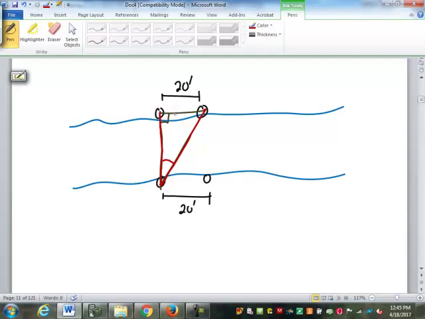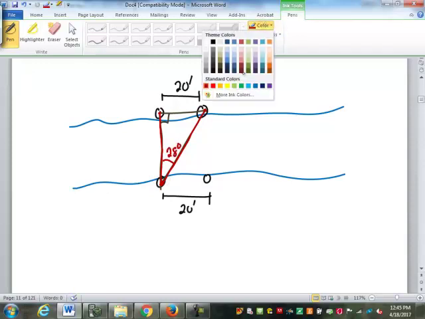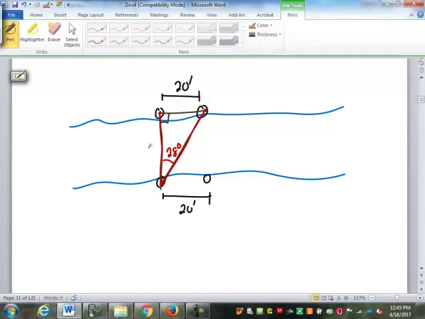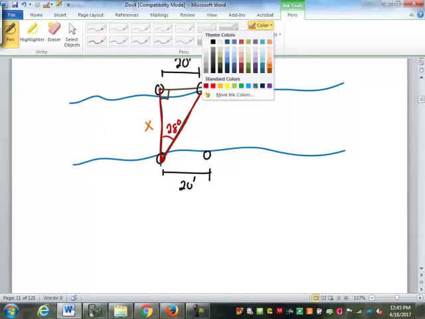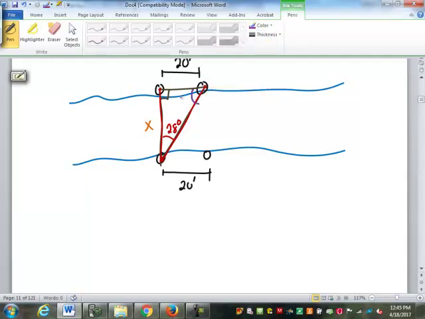So let's say here you use that. You start at this post and you go to that one, and it gives you, if this post here is the vertex, this angle is 28 degrees. So we want to find what this distance is across the river. How are we going to find that? Well, we could find this angle is going to be 62.